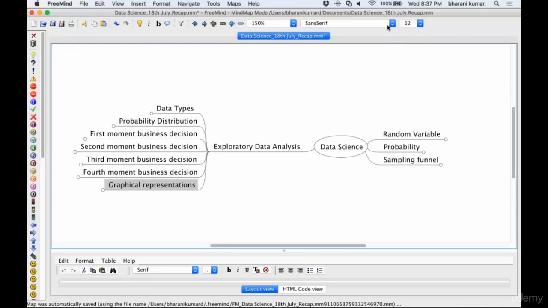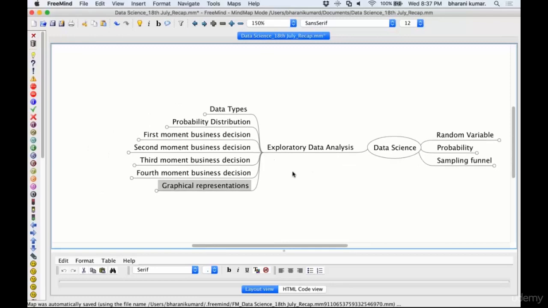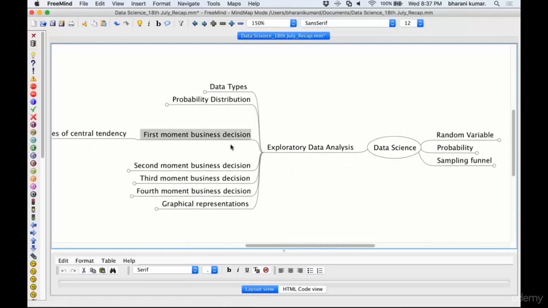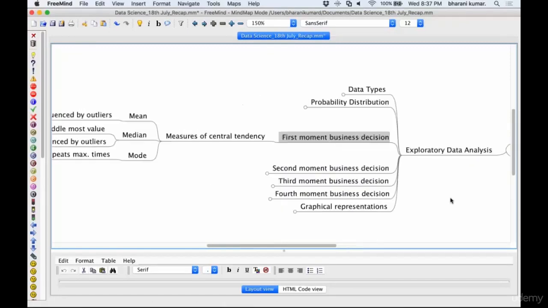Let us do a quick recap of what has been discussed until now. We have started off discussing about the data types, and we discussed about random variable. We discussed about how to calculate probability distribution, and sampling funnel.